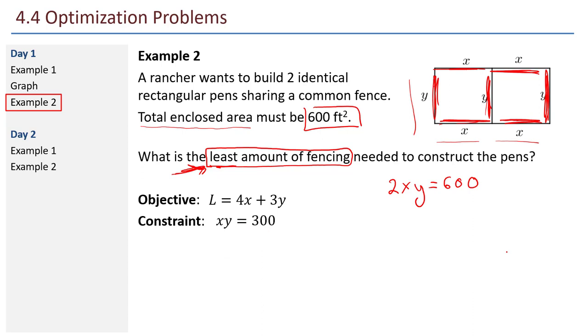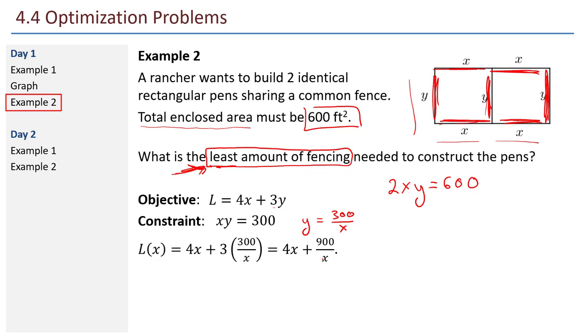I have the objective function, I have the constraint. Now let's take that objective function and write it in one variable. Well, I'll need to take my constraint and solve it for one of those variables. How about y equals 300 over x? Now I can make a function L of x, and here we have it. L of x is 4x plus 3 times what used to be y. Now it's the 300 over x. And that simplifies to 4x plus 900 over x. There's my objective function in a single variable.